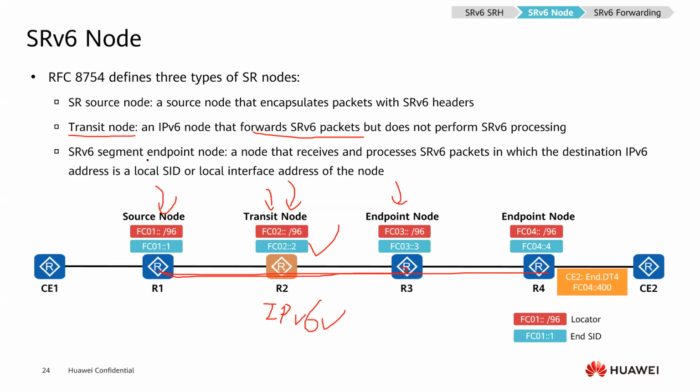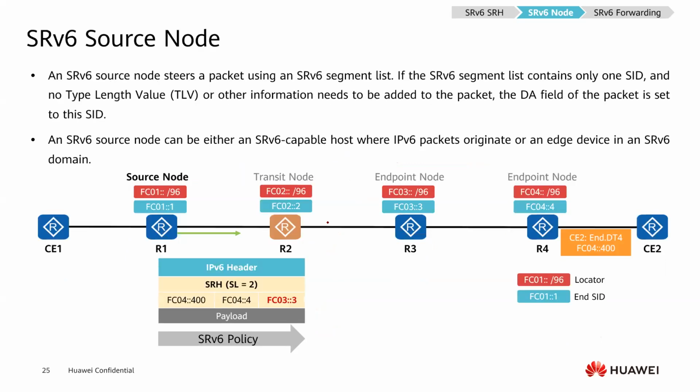And the last is the endpoint node. First, endpoint node does not mean the endpoint of the SRv6 domain. It does not mean that. It only means that this node will receive and process the SRv6 packet, in which the destination IPv6 address is a local SID or local interface address of the node. So let's look at them one by one.